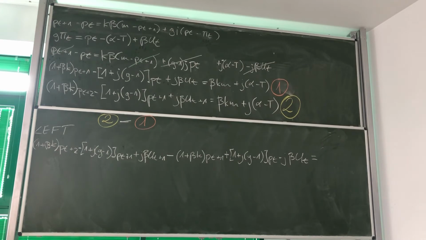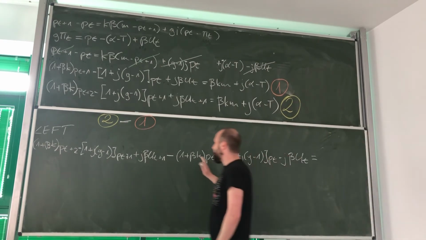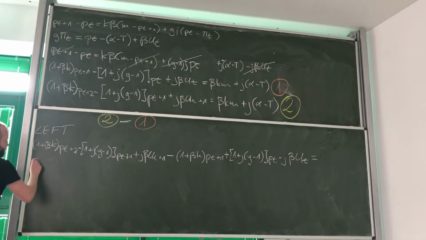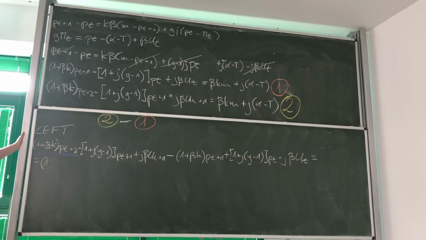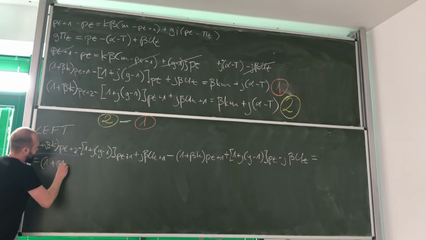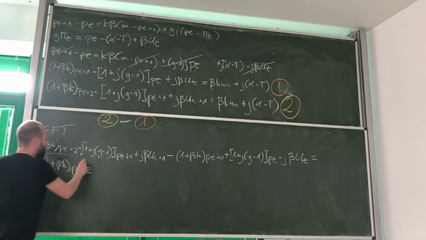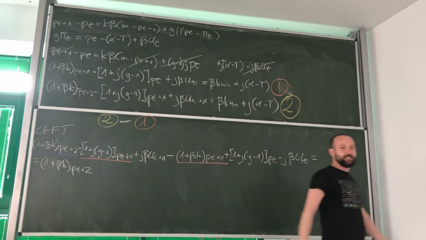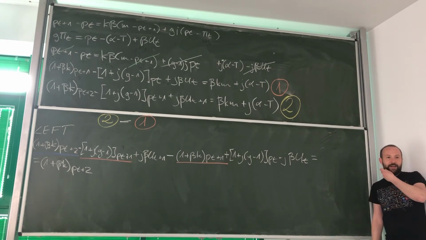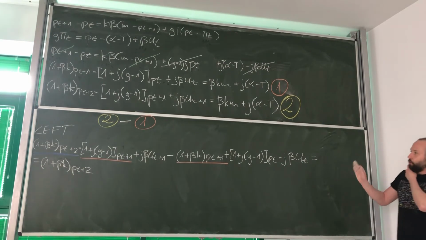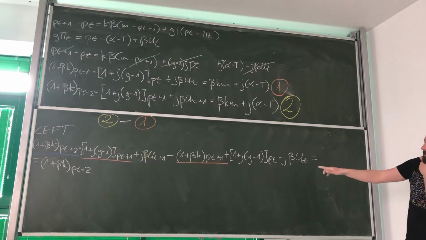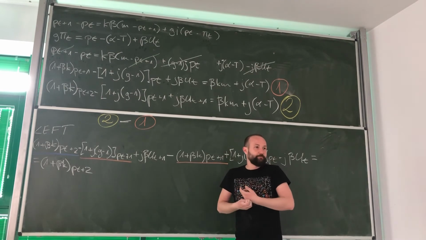Okay, now let's do what we always do in a situation like that. Let's organize expressions with the common elements, right? So there is only one expression with pt plus 2. So this is 1 plus beta k pt plus 2. Now, we've got 2 expressions with pt plus 1. So why not organize them?